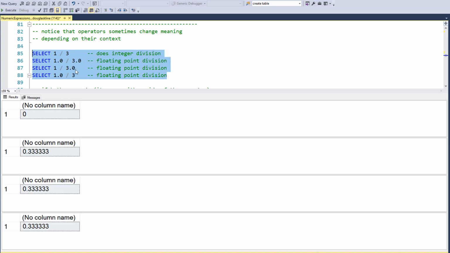So the context and the meaning of the division sign can change depending on what the operands are.